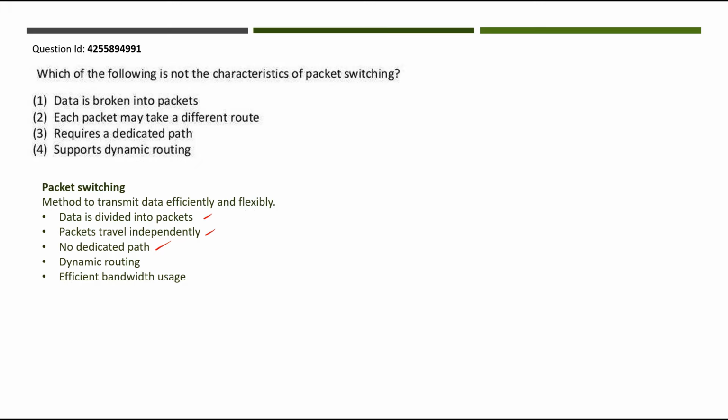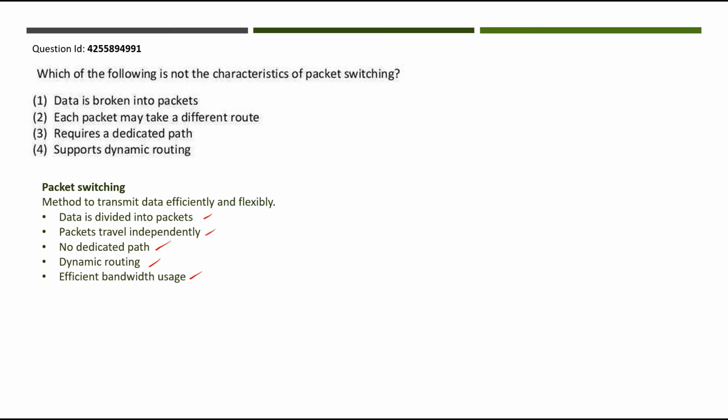Since every packet is going to travel a different route, it is decided based on the router from where it has to travel. It means we have dynamic routing, no static routing. So this dynamic routing is also a characteristic, and because of this there will be efficient bandwidth usage. If the data packet is going to be of very small size, the remaining bandwidth will be wasted. Instead, when the data is divided into packets, all packets can travel at the same time, which will lead to efficient bandwidth usage.